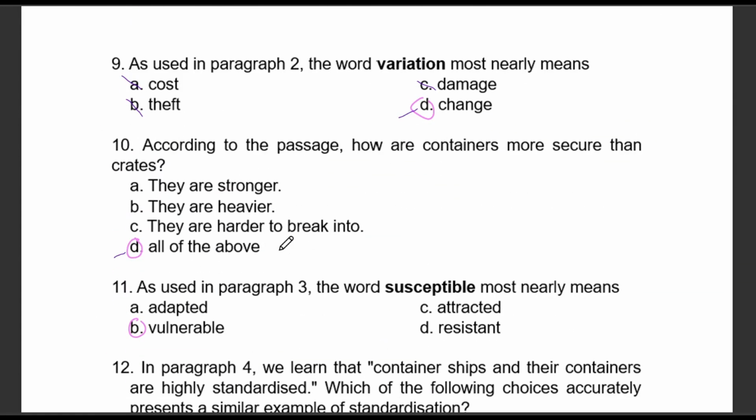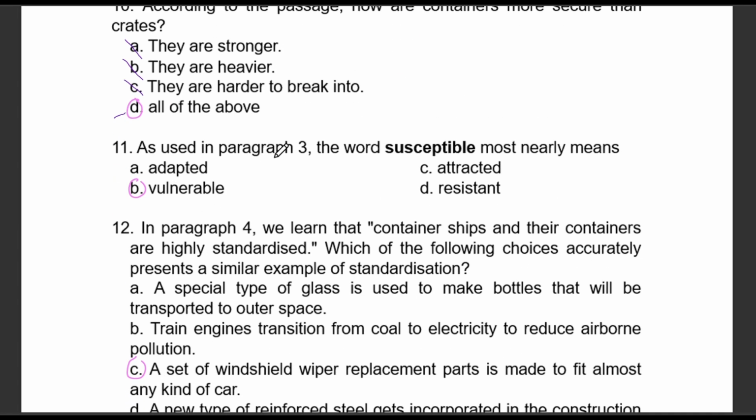Now let's see why the other answers aren't the best choice. A. Only mentions strength, but it misses the other important details. B. Only mentions that they're heavier. C. Only talks about how secure they are, but not about strength or weight. Question 11. As used in paragraph 3, the word susceptible most nearly means A.